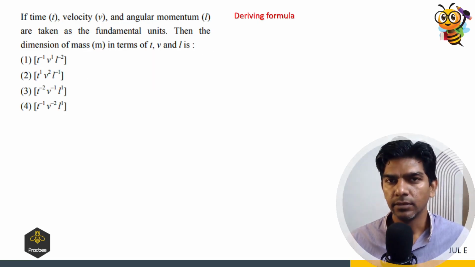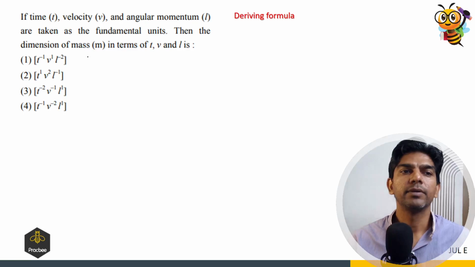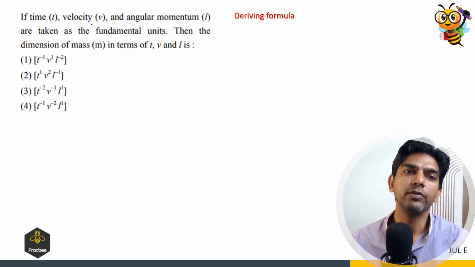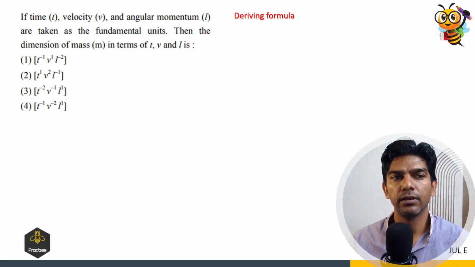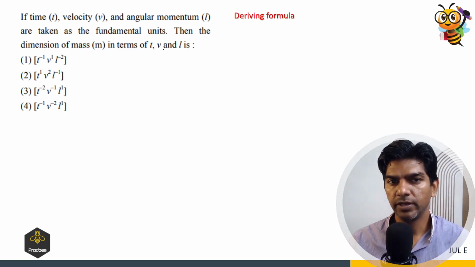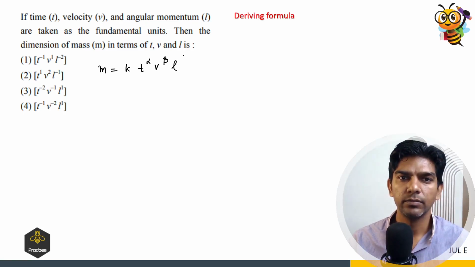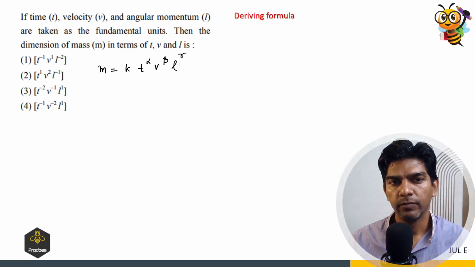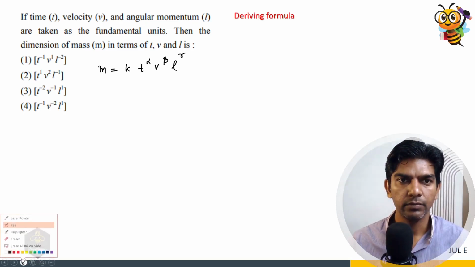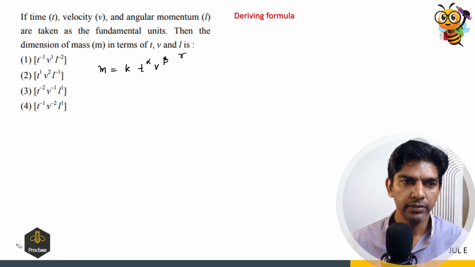Now let's see another question based on the same problem type. If time t, velocity v, and the angular momentum L are taken as the fundamental units, then find the dimension of mass in terms of t, v, and L. So again, we're going to use the same approach. We can write m as some constant times t raised to power alpha, v raised to power beta, and L raised to power gamma, right? Where L is angular momentum. Let me take it as capital L.